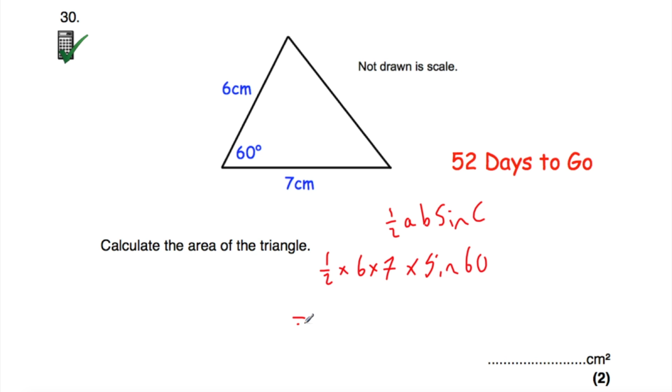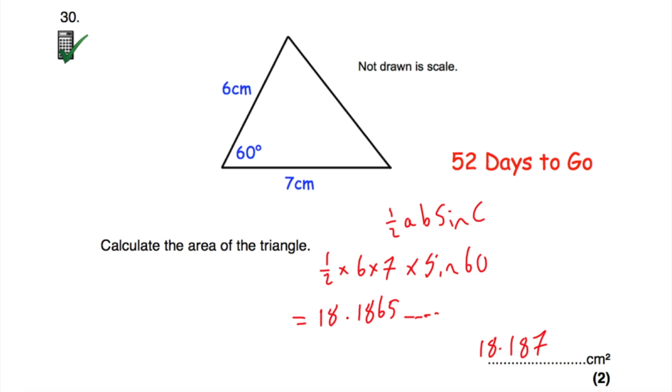Whenever we type that into our calculator, we get 21 root 3 over 2, or as a decimal number, 18.1865, and so on. Let's just round that to 3 decimal places. That'll be 18.187 centimeters squared to 3 decimal places. And that's it. If you got that, well done.